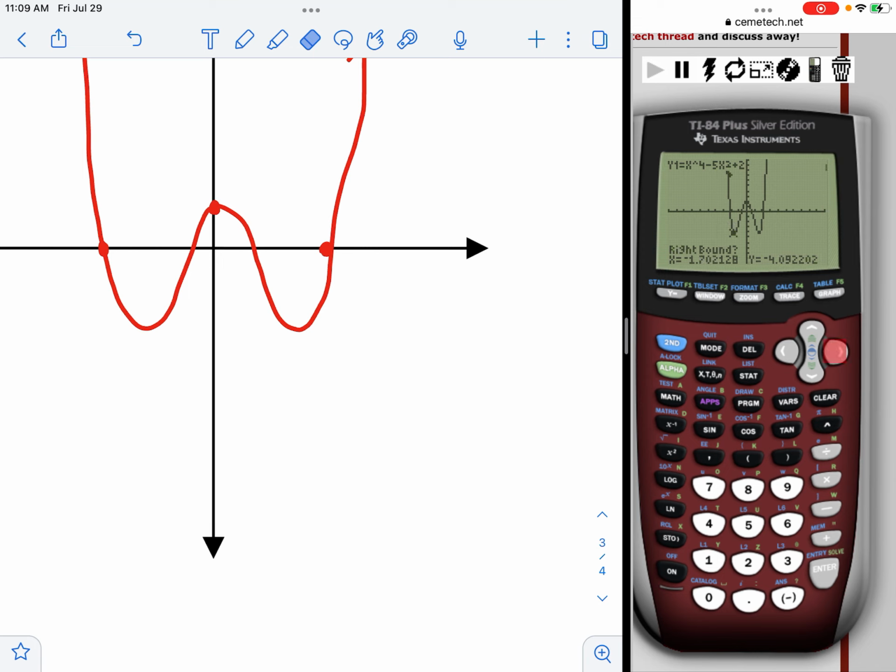Now I need to get to the right. So I'm going to toggle so I'm to the right. All right, I'm to the right of it. I'm going to hit enter. And then it says, should I guess? Hit enter one more time because they were saying yes, please.